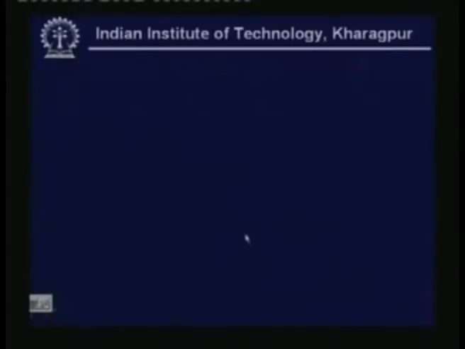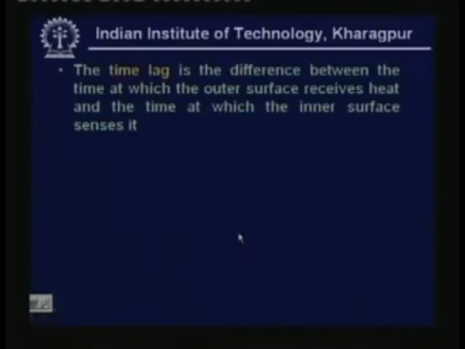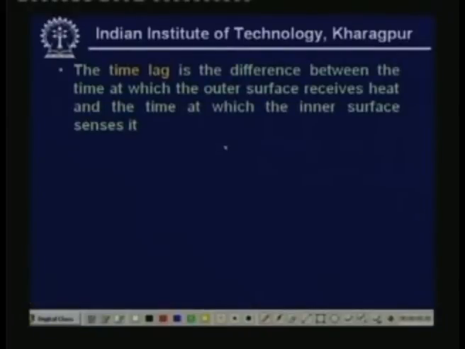And what is the time lag factor? The time lag is the difference between the time at which the outer surface receives heat and the time at which the inner surface senses it. So let me give an example. Let us say that you have a wall here, and this is the outdoor and this is the indoor. Let us say that suddenly this wall experiences some heat transfer. Let us say the time is 4 pm. At 4 pm the outer surface of the wall is suddenly exposed to some heat transfer Q in.